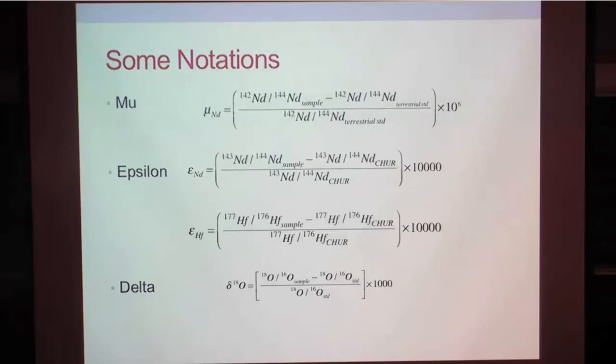Okay, just a review of some of the notation I'm going to use here. We'll see mu in just a minute. This is a deviation in parts per million from a terrestrial standard. Epsilon notation is deviations in parts per 10,000 from the chondritic value. CHUR here means chondritic. And then there's the delta notation, for example, for oxygen, comparing our sample versus some standard.